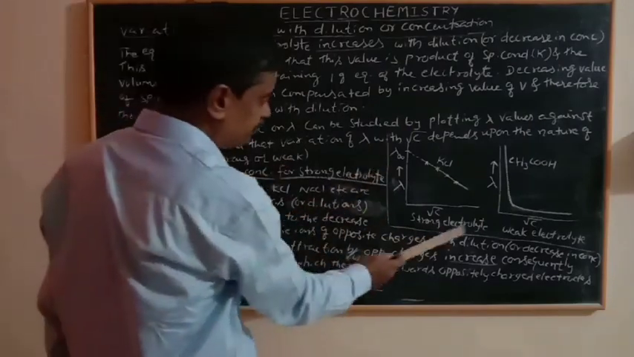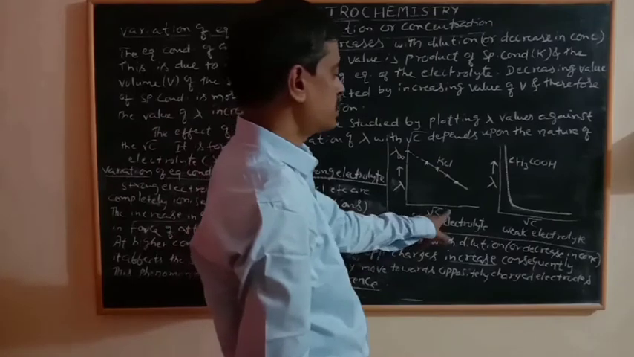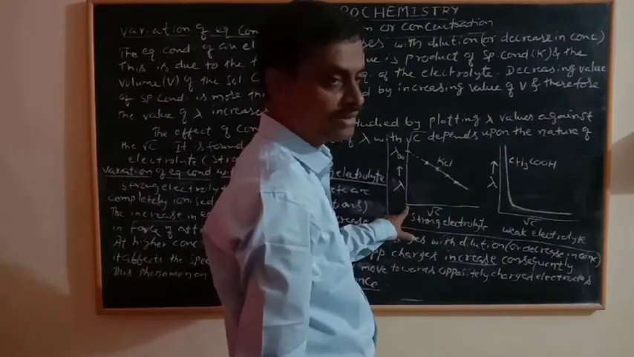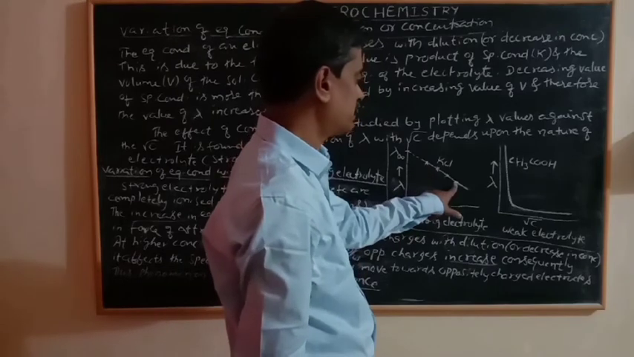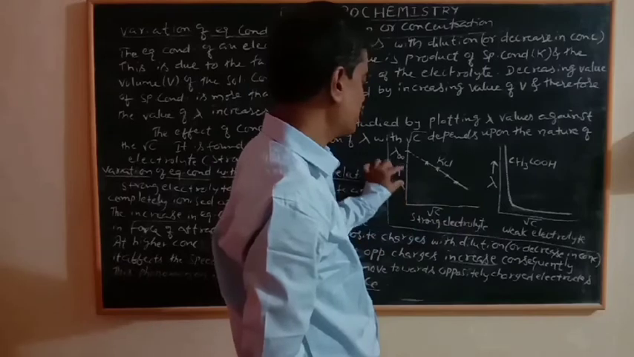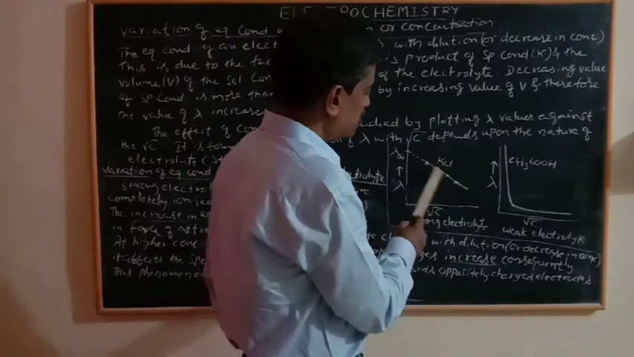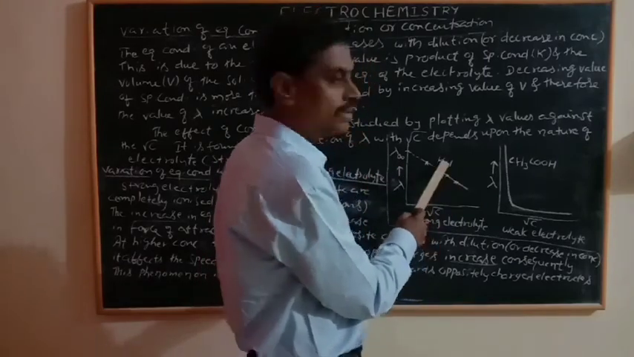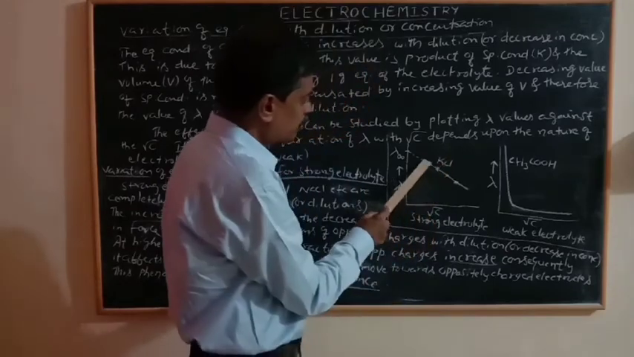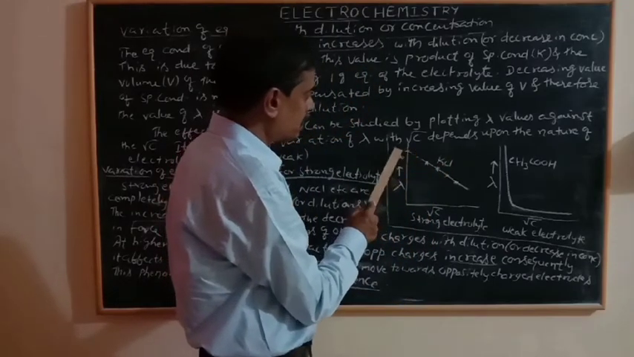You see that here, if the square root of C is taken on the x-axis and this is plotted against lambda along the y-axis, we will get different points according to the different square root of C values and according to different values of this lambda. Then if you join these points, you get a straight line. For example, the strong electrolyte is ACl. Then if you extrapolate this, you get this point.